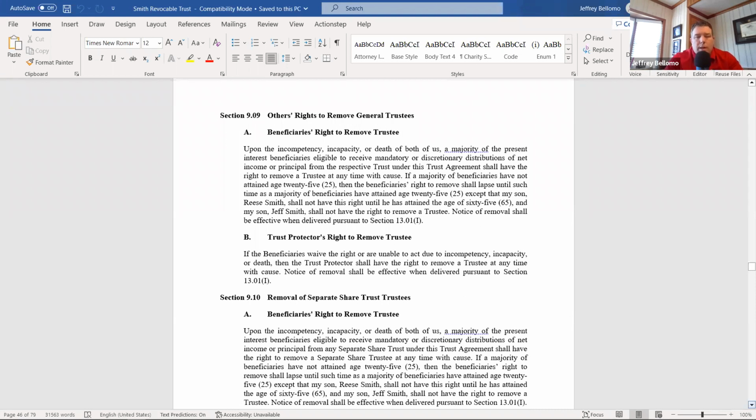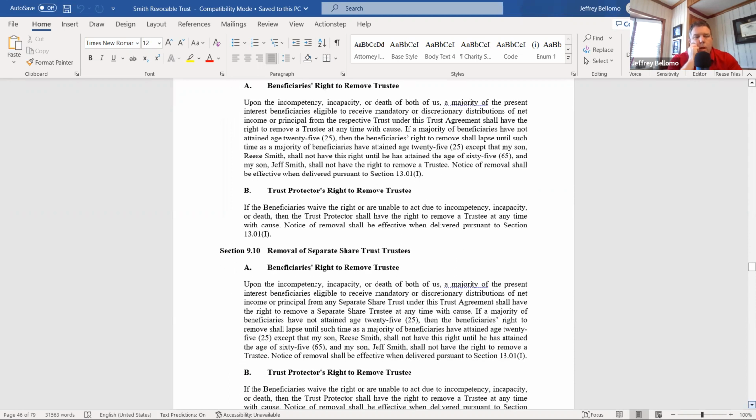This is where it says that Dan has the right to remove any trustees when he turns 25. Well, he's already 25, so he has the right to do it now. Reese doesn't get it until he's 65, and Jeff never gets it because that would violate the terms of the special needs trust.